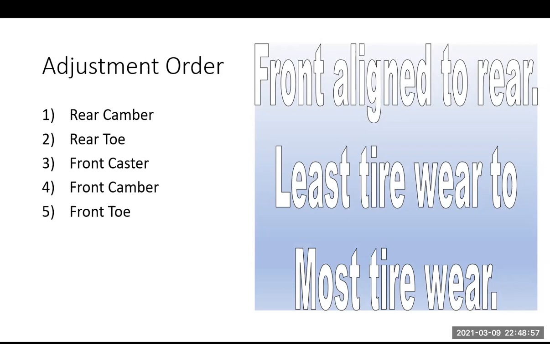When it comes to the order of adjustments, we go rear camber first, then rear toe. The thinking is, we want to adjust the setting that affects tire wear the most last, because we want that to be as perfect as possible. Same theory on the front. Caster has the least wear factor, toe is the greatest wear factor when it comes to tires. So we would adjust caster, camber, and toe in that order.